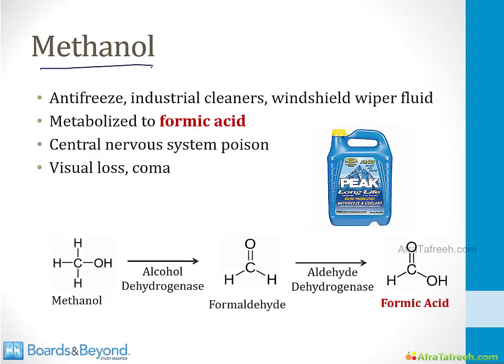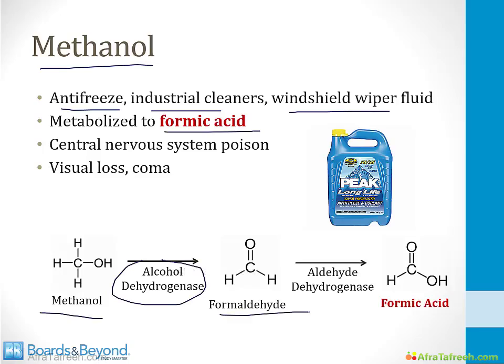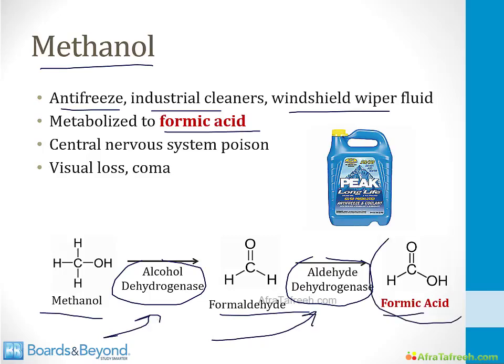Let's start with methanol. Methanol is found in antifreeze. It's also found in industrial cleaners and windshield wiper fluid. And in the body, it's metabolized to formic acid. If you look at the bottom of the screen, methanol is metabolized by alcohol dehydrogenase to formaldehyde, and then by aldehyde dehydrogenase to formic acid. These are enzymes that normally metabolize ethanol, but they can also metabolize methanol, and then methanol will form formic acid. Formic acid will drive down the pH, and it will be an anion gap metabolic acidosis because the anion in formic acid will increase the anion gap.